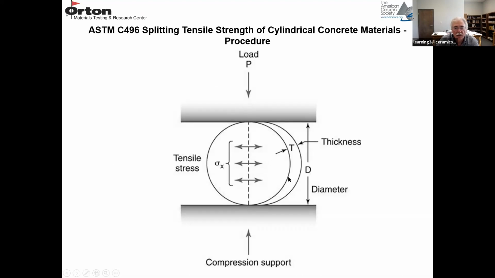And this is what the setup looks like. You have your loading plates up on top and underneath. This one doesn't show a bedding material, but you can put a bedding material between the loading plate and the sample. This is your cylinder. The diameter is D, the thickness is T. And when you load a sample along a diameter like this, along this dotted line, you develop tensile stresses that pull the sample apart in the horizontal direction. So it breaks in tension along this dotted line.